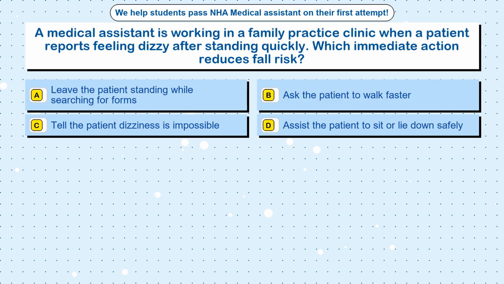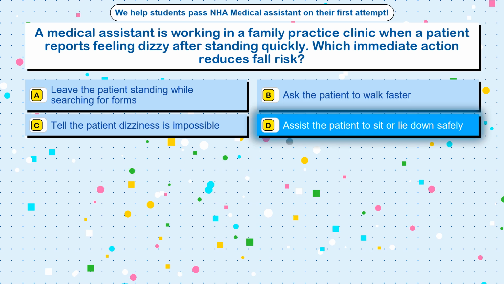Question 66. A medical assistant is working in a family practice clinic when a patient reports feeling dizzy after standing quickly. Which immediate action reduces fall risk? Option A, leave the patient standing while searching for forms. Option B, ask the patient to walk faster. Option C, tell the patient dizziness is impossible. Option D, assist the patient to sit or lie down safely.